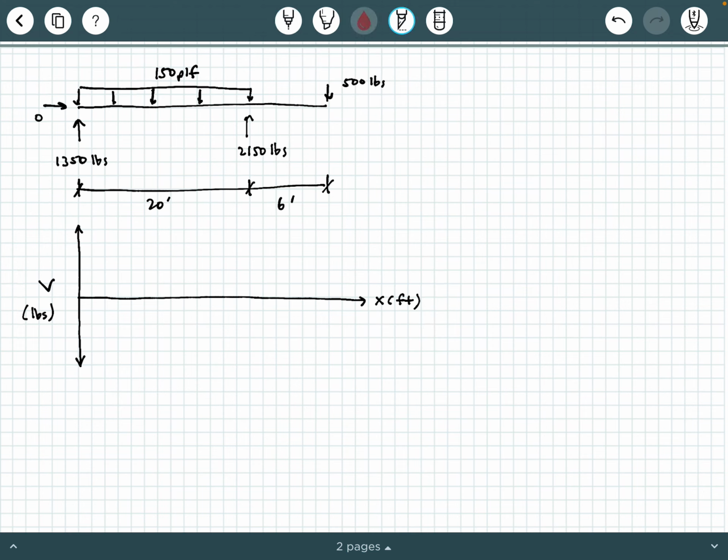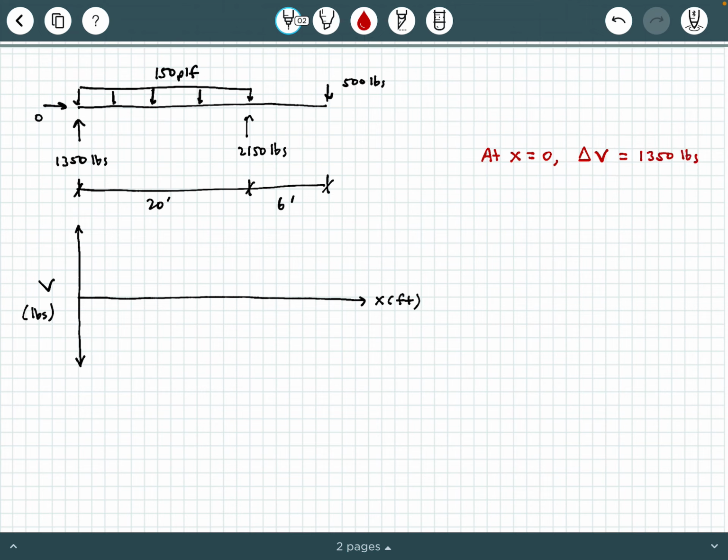As I move from left to right, what is causing a slicing effect through the beam's cross-section? If you notice, the first thing we're going to encounter is this 1350 pounds. This is going to be the first force that causes a shearing effect through the beam's cross-section. So I'm going to make some notes over here. I'm going to say at x equals 0, the change in shear is 1350 pounds.